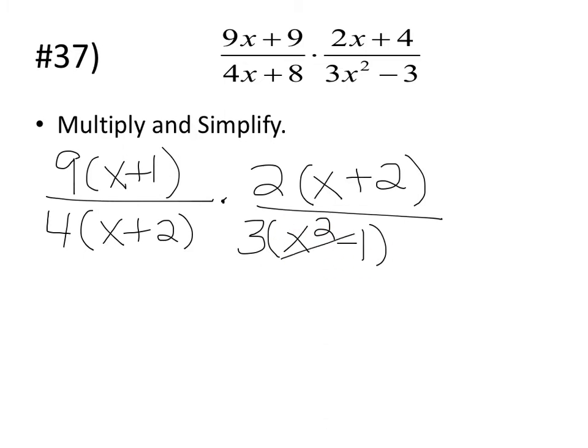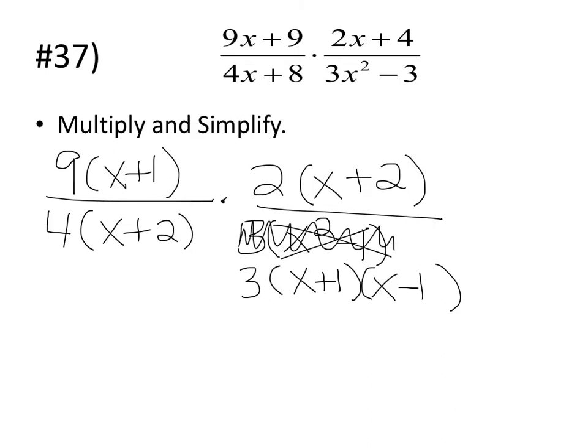So I'm going to change this to leave our 3, so it's x plus 1 times x minus 1, difference of squares. So I changed this because I finished factoring it. So now let's see what cancels. x plus 1 cancels x plus 1. x plus 2 cancels x plus 2. 2 and 4 can be reduced to 1 and 2. 3 and 9 can be reduced to 1 and 3. So remember, you can cancel up and down. You can cancel diagonally. You just can't cancel side to side.